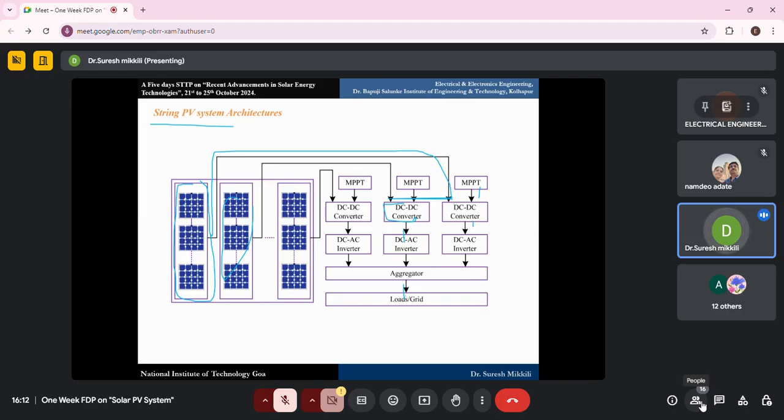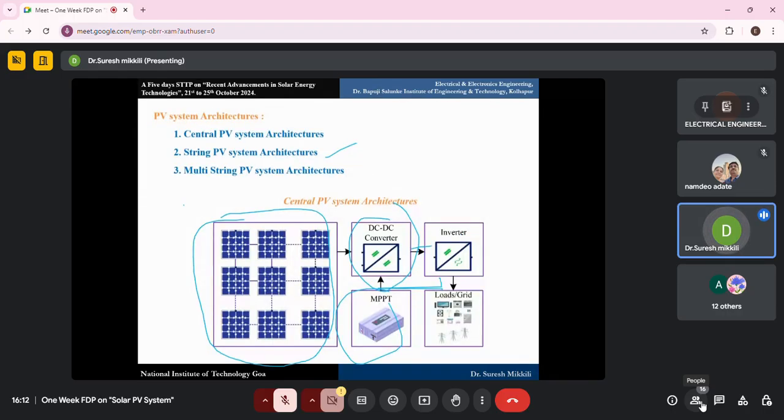What is the advantage? First we will see the disadvantage of central converter. In the central converter, if a DC-DC converter has a problem, or if an inverter has a problem, what will happen? The PV is generating full amount of power, but if any one of the components has a problem, either the DC-DC converter or the inverter, what will happen? The entire load can't be provided any supply.